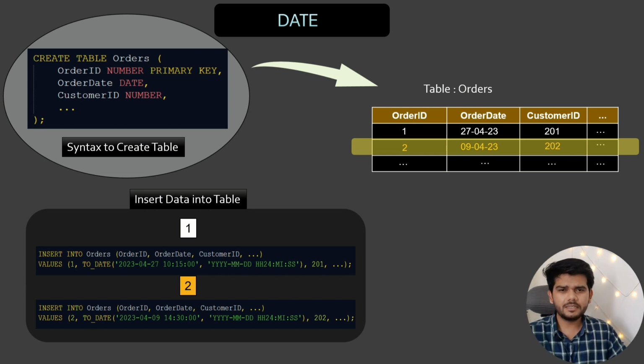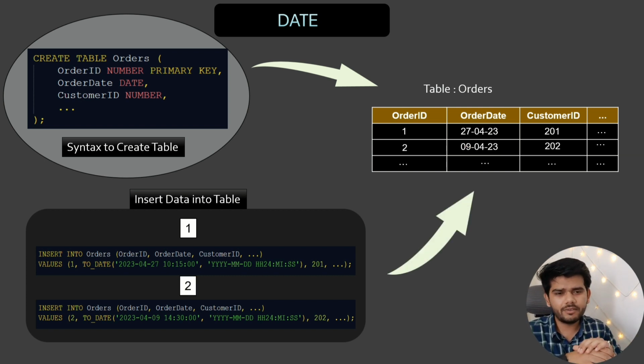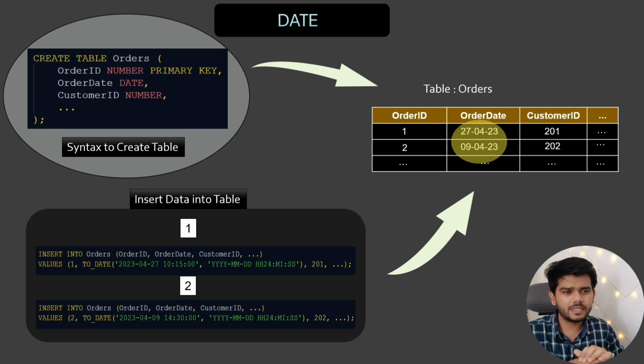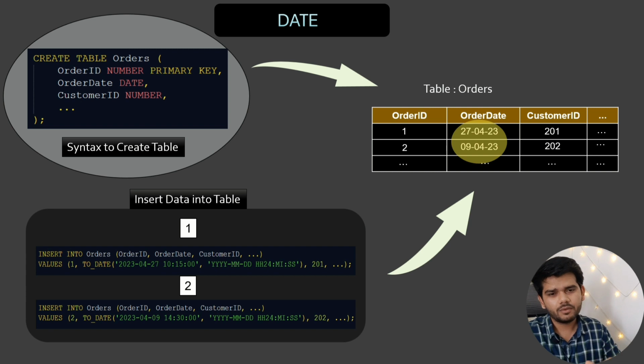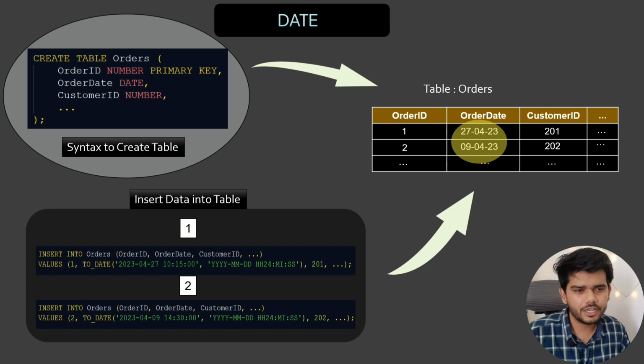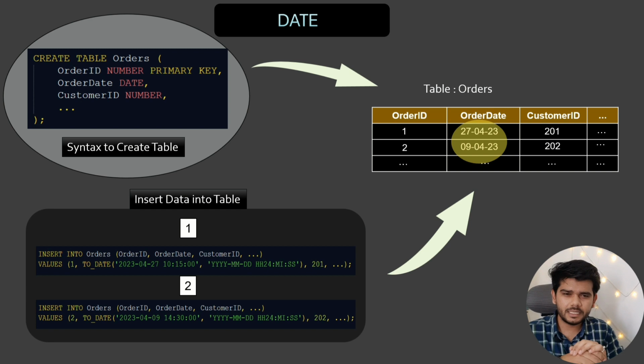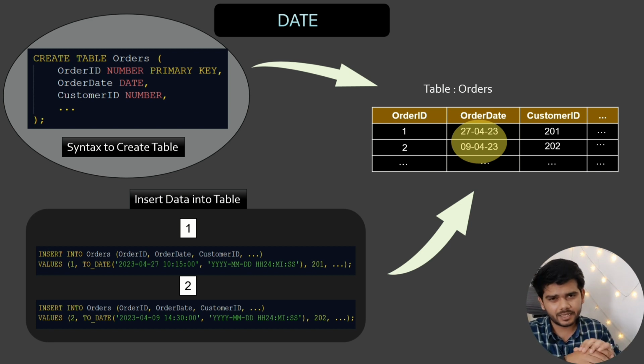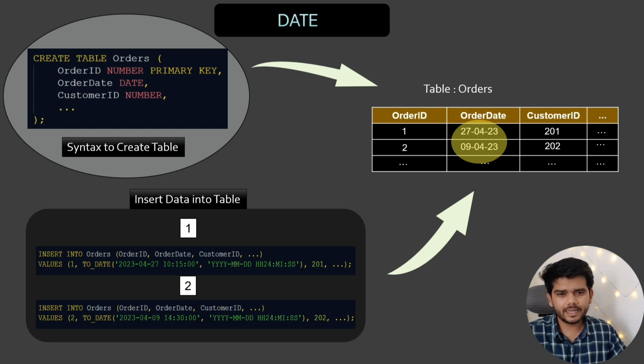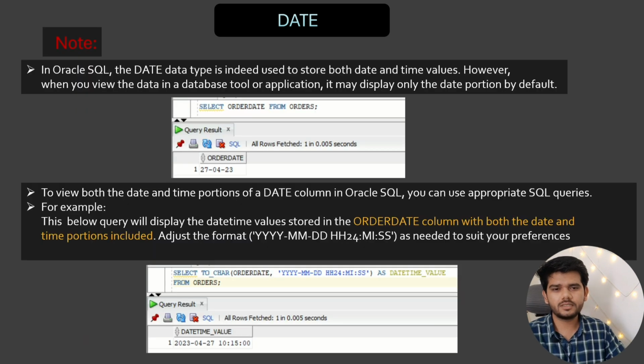Basically here the order date values, that's 27th April and 9th April, represent specific points in time when the orders were placed. The toDate function is used to convert string literals into date values according to the specified format, that is YY, MM, DD, hours, minutes and seconds. Let's take note of the below 2 points now. This is a very important note we have to understand when we are working with this date data type.